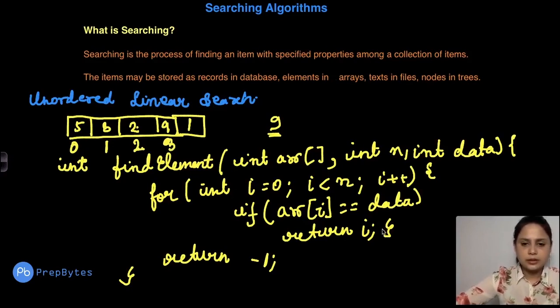Then we return i. So obviously this function will be called from the main function, and in the main function we will simply print whatsoever is returned by this function. Okay, so now this gets printed.